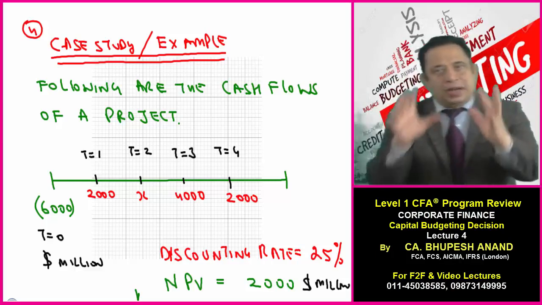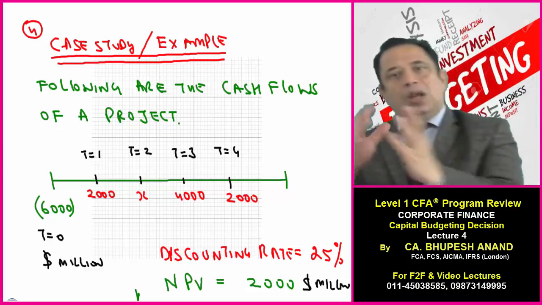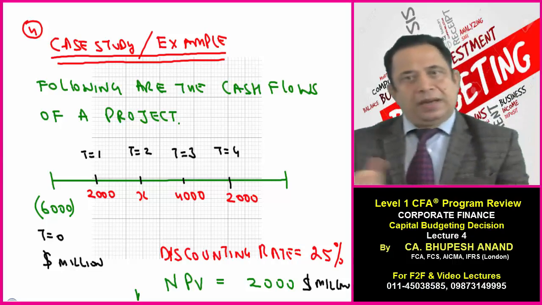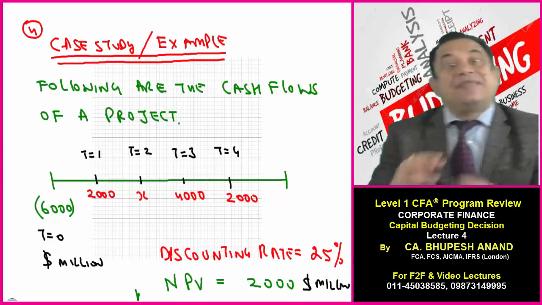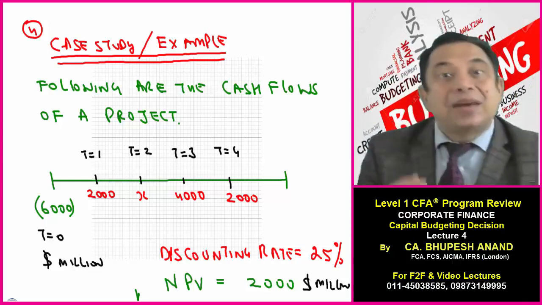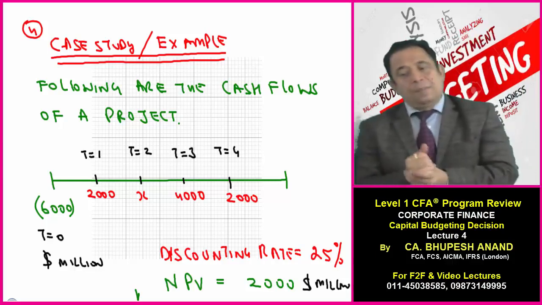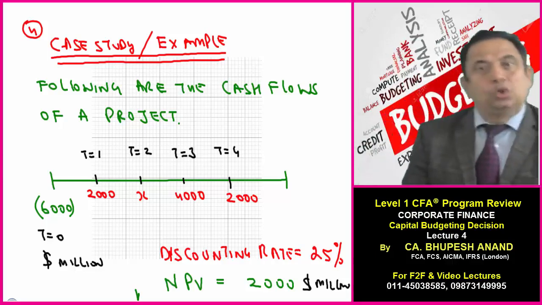I have assumed a project. Cash outflow is $6,000 million. Cash flow in first year is $2,000 million. Cash flow in second year is X million dollars. I have given a figure as X. It is unknown. It is to be calculated. Cash inflow in third year is 4,000 million dollars, cash inflow in fourth year is 2,000 million dollars.